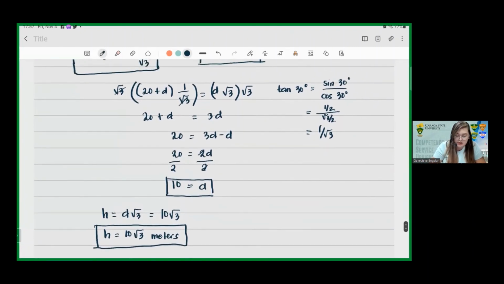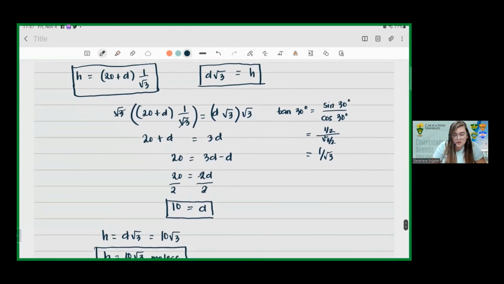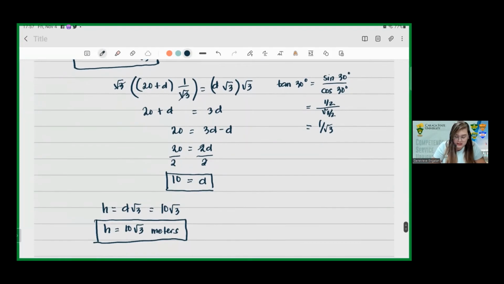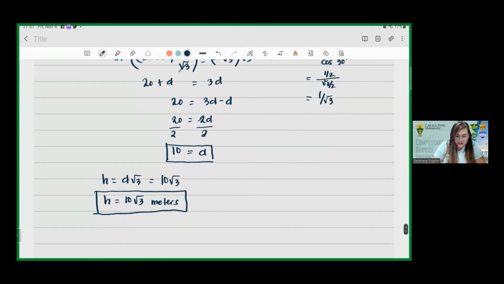Then, from our equation above, we know that h is equal to d times square root of 3. So, our d is 10. So, 10 times square root of 3 is our height. So, that is it.